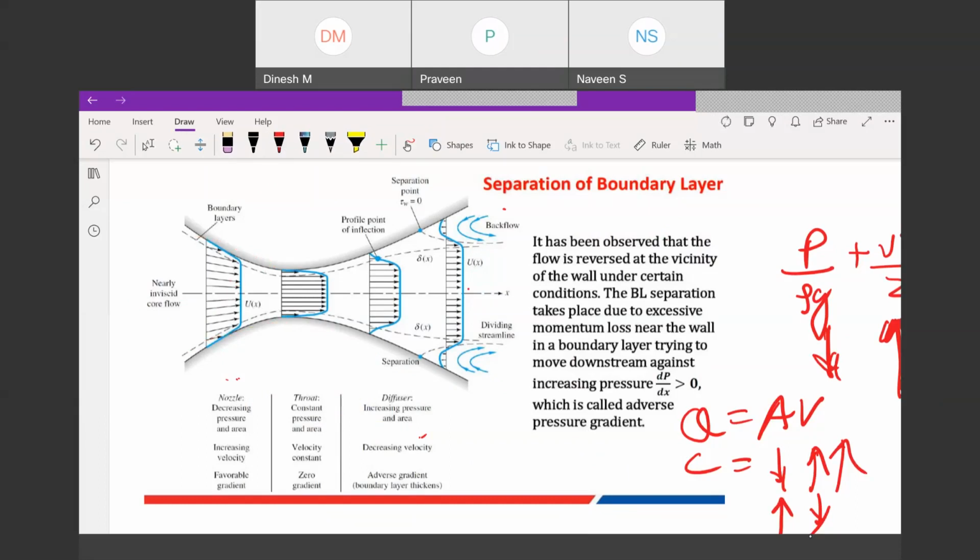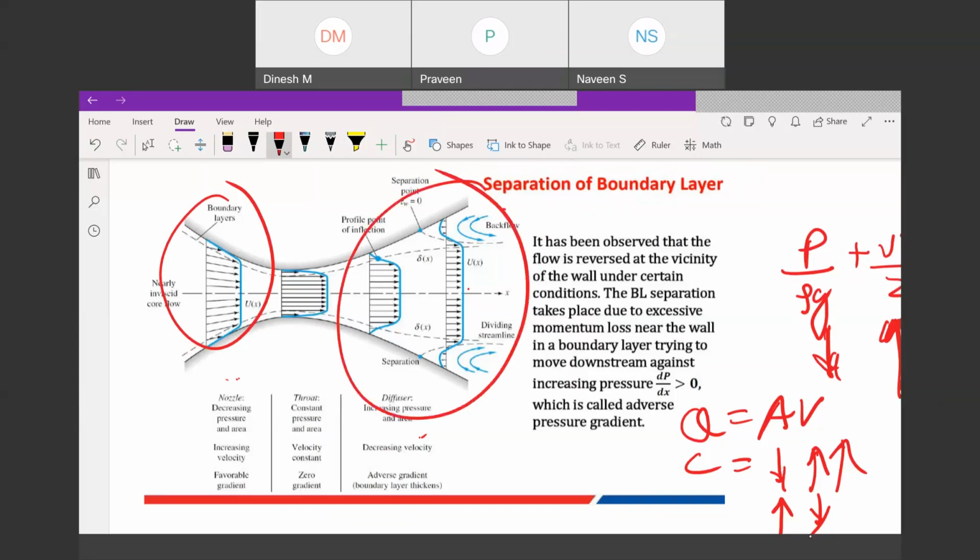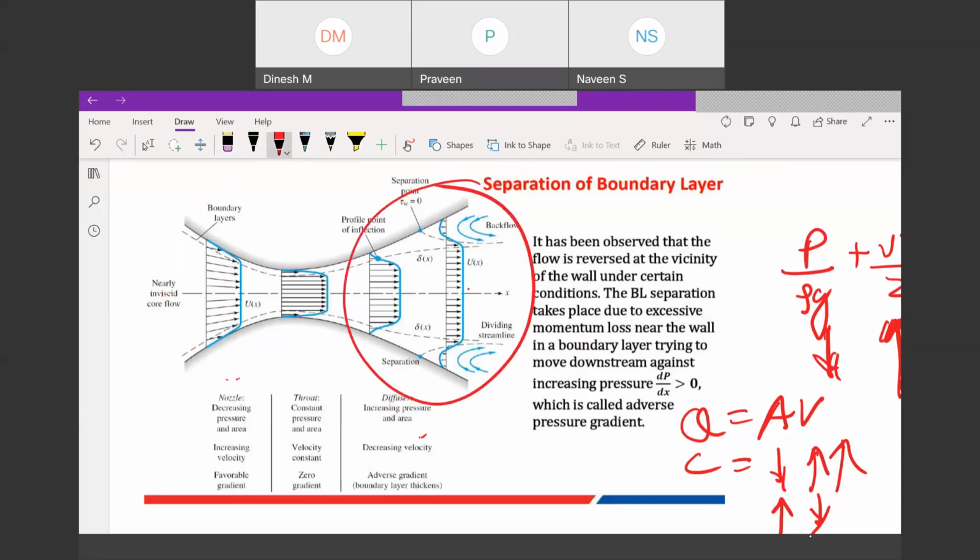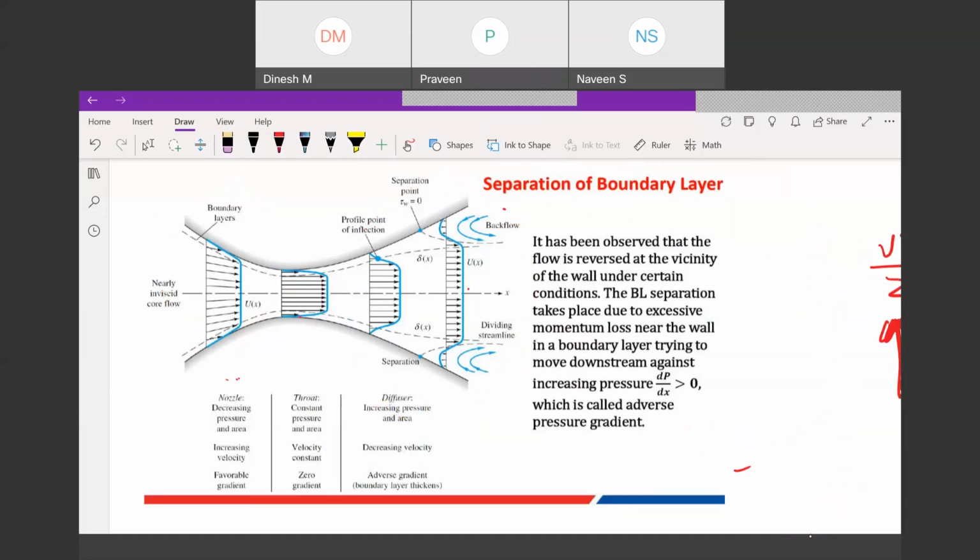This is the first point in this topic. Under this topic, separation of boundary layer, you can note that flow separation will not take place in the nozzle part. Flow separation will always take place in the divergent part, not in the nozzle, not in the throat. It will always take place in which part? Divergent part. This is the first point you can note.